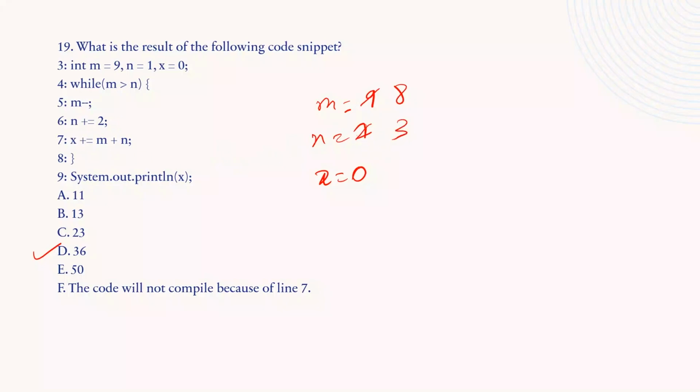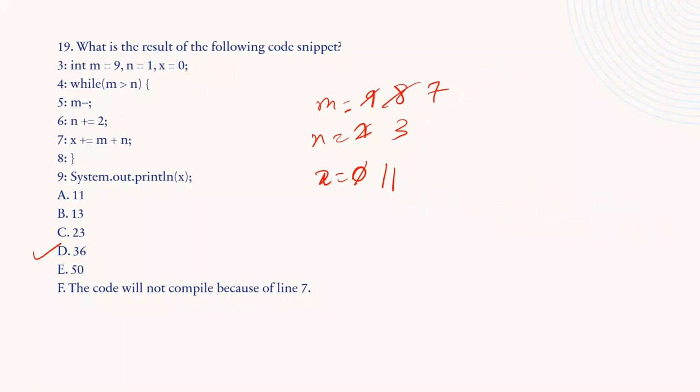What happens to x? Now x is added to the sum of the new values of m plus n. So 8 plus 3 is 11, and the x value was 0. 0 plus 11 equals 11. So x becomes 11. Cool. Now, after the iteration of the second loop, m is updated to 7.